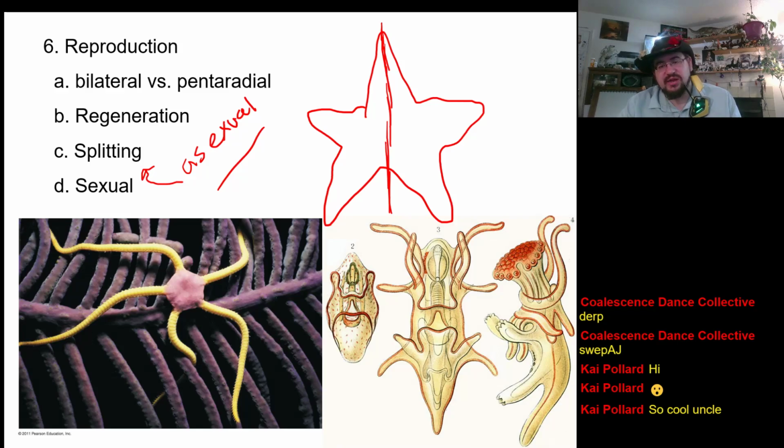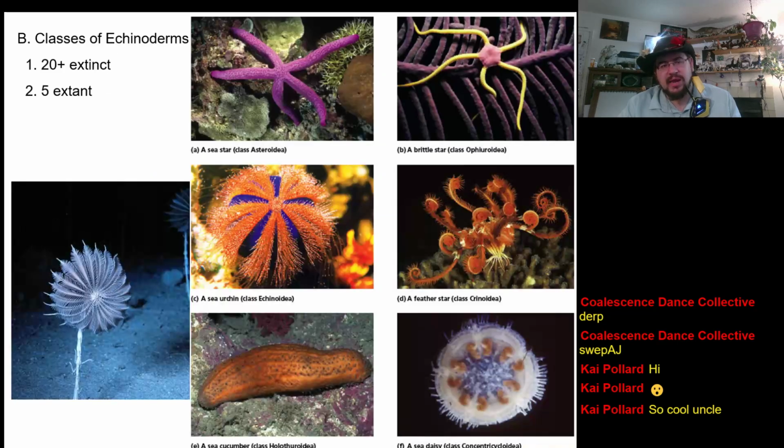Another class in Phylum Echinodermata is, let me go through the classes in Echinodermata. We have Asteroidea, which is honestly what you probably think of. Sea stars. Sea stars and sea daisies.